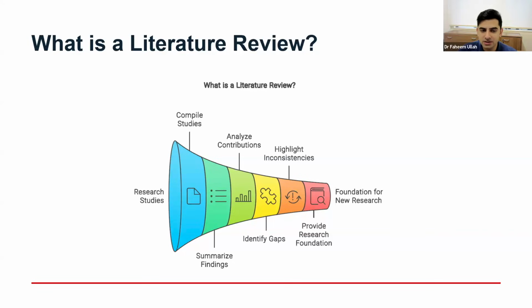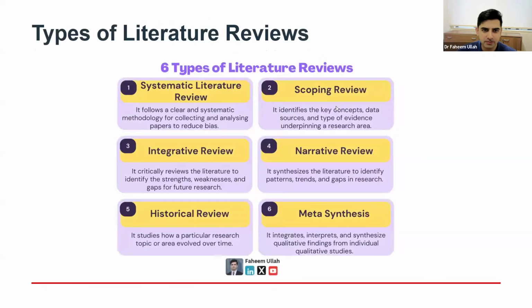If you look at the flow, or the steps of how things work: you identify research studies, then you compile them, you summarize the findings, you analyze the contributions, you identify gaps, you highlight inconsistencies, and you set the foundation for future research. This is what a literature review is, in very simple words. You have a topic, and then you go identify papers on that topic, and then you study those papers, and that is what is called a literature review.